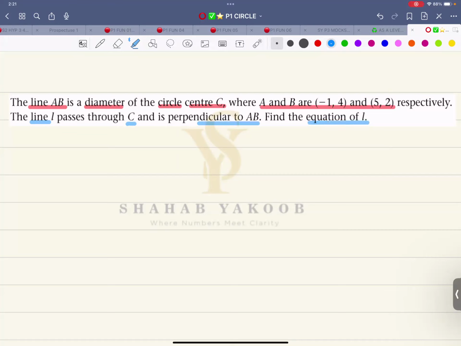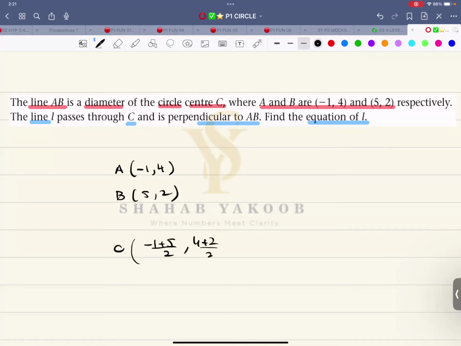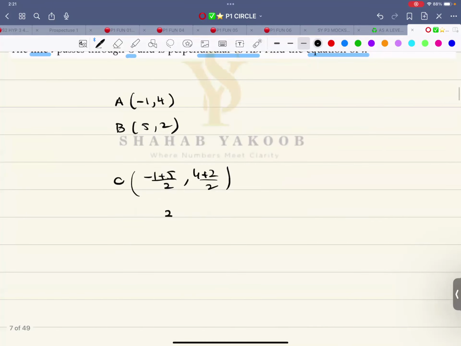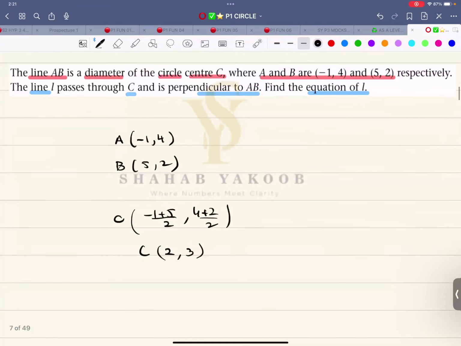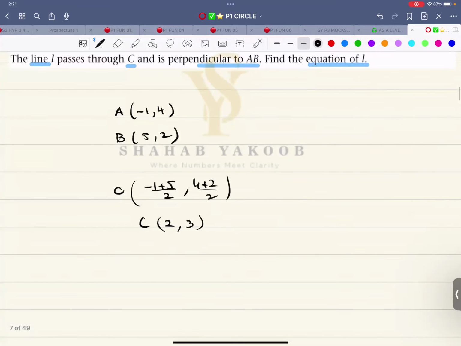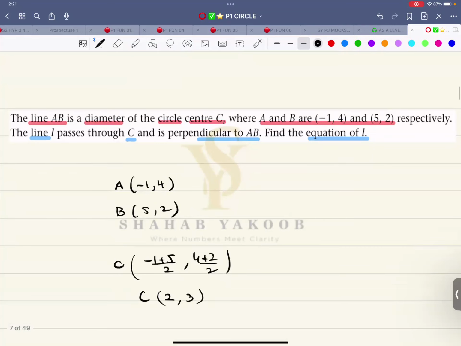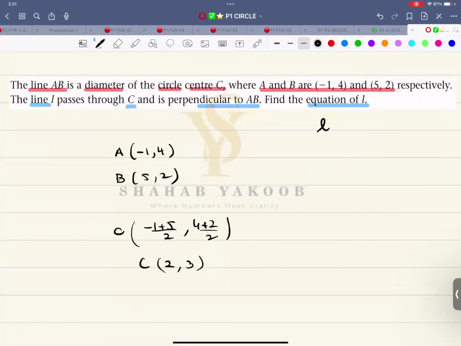So this is like straight line coordinate geometry. That means we have A, which is negative 1, 4. We have B, which is 5 and 2. We can find coordinates of C, which is (minus 1 plus 5) divided by 2, (4 plus 2) divided by 2. That is 4 over 2 is 2 and 6 over 2 is 3. This is C. And then the line passes through C and it's perpendicular to AB. So now this line L is basically the perpendicular bisector of AB.